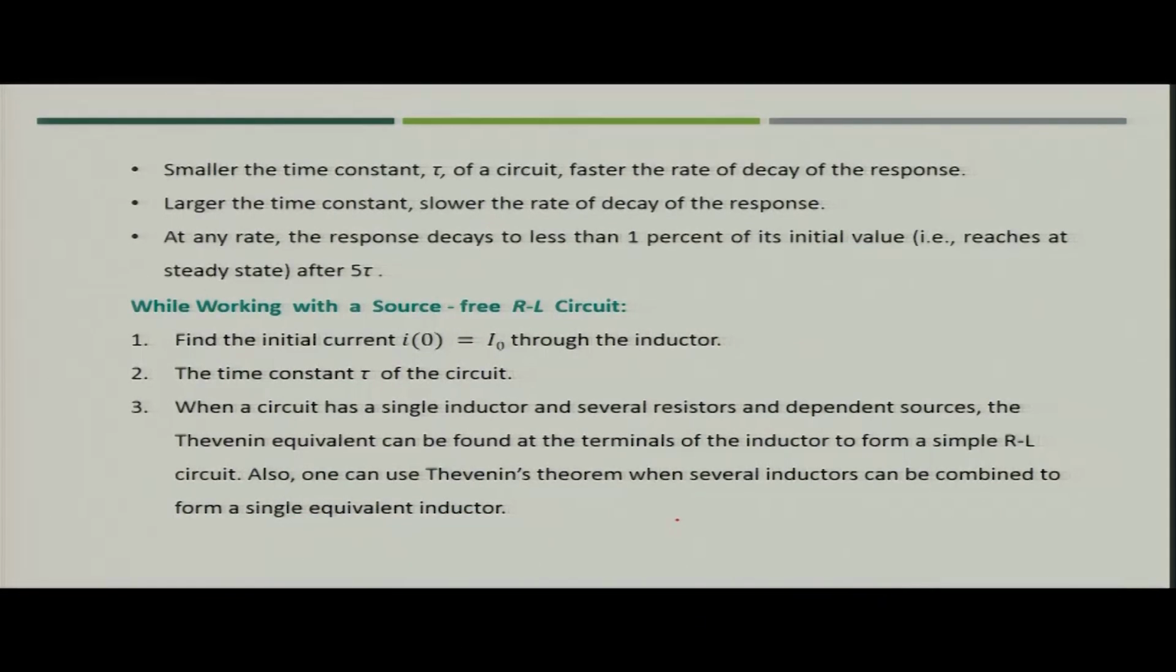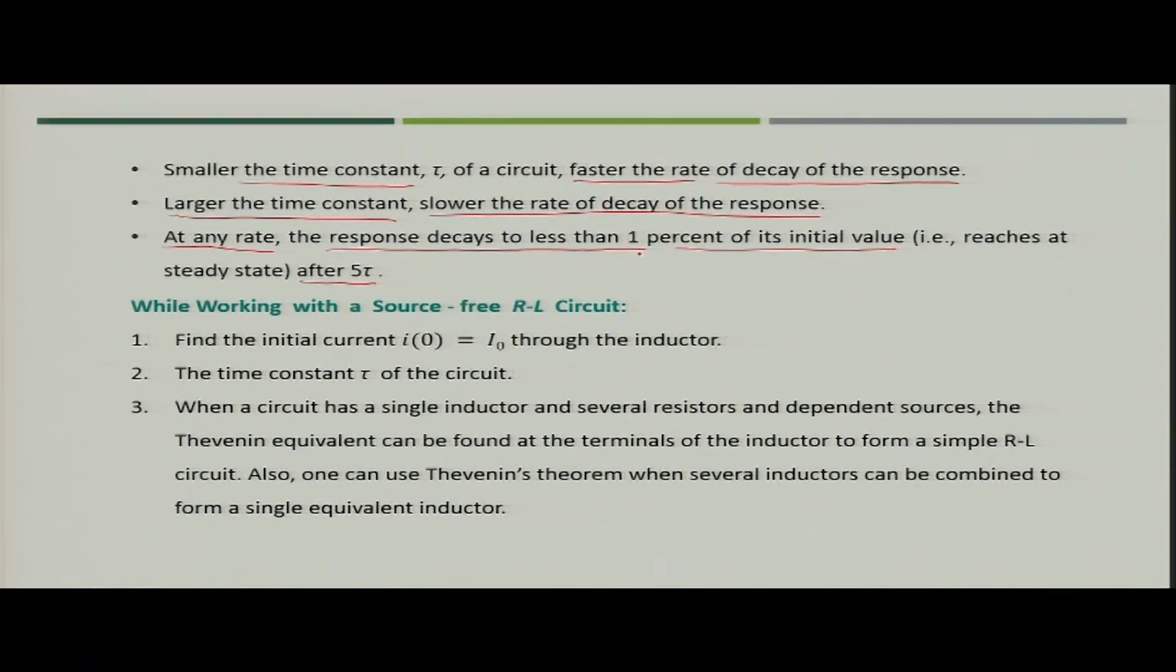Now, let us see some important facts about the time constant. Smaller the time constant of the circuit, faster would be the rate of decay of the response. This is similar to what we saw in the case of RC circuit. Similarly in RL circuit also, a small time constant means a faster rate of decay of response. Larger the time constant, slower would be the rate of decay of response. Now, at any rate, the response decays to less than 1% of its initial value after 5 time constants.